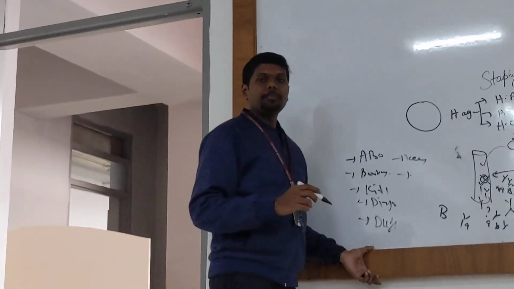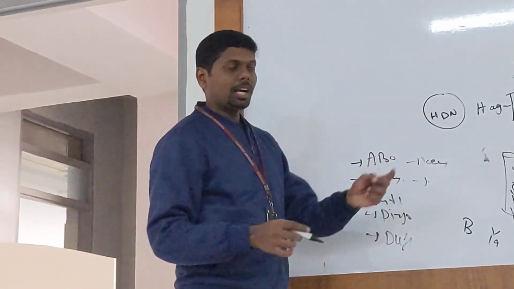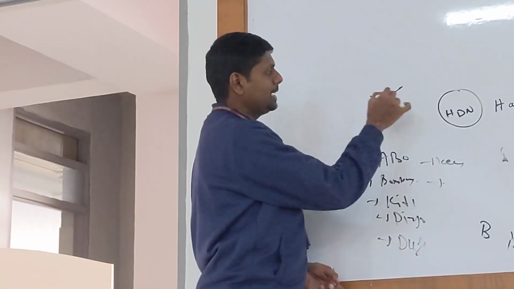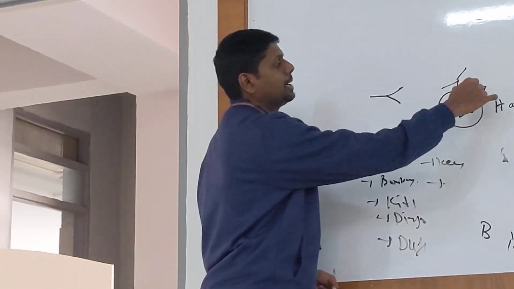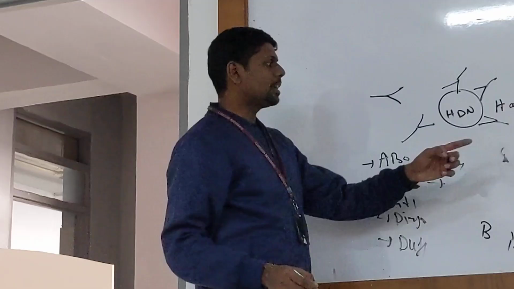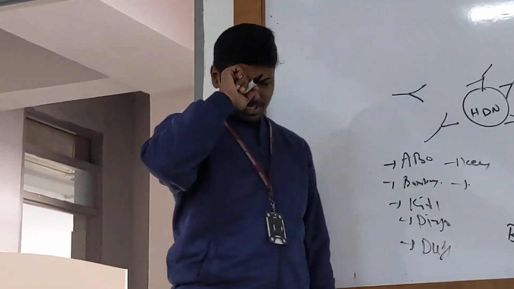Now, those sensitized cells. If you remember, HDN, hemolytic disease of the newborn. Here what happened? The mother developed anti-D antibodies, Rh antibodies, and those antibodies are incomplete antibodies. These antibodies are binding to the, now I realized. Wait.